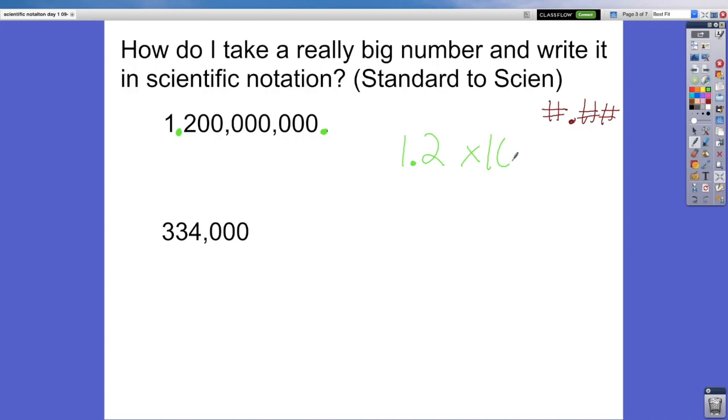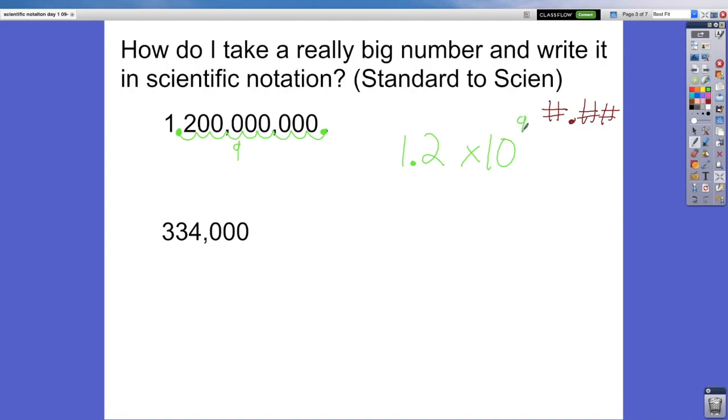We just talked about that in the last slide. But now I need my exponent. Where do you think my exponent comes from? My exponent comes from how many spots I move that decimal point. So let's count and see. 1, 2, 3, 4, 5, 6, 7, 8, 9. I move my decimal 9 spots.